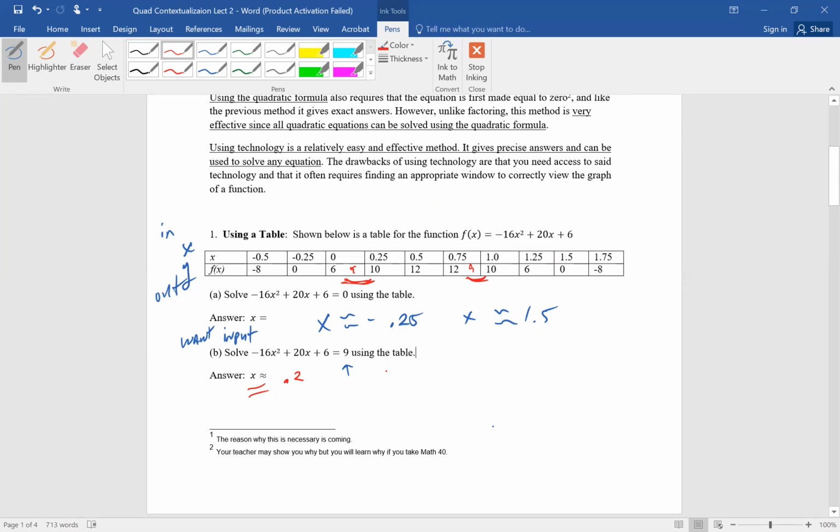So if I'm looking for an approximate value, notice my x values are increasing here from 0.75 to 1, so maybe, I don't know, 0.82. And really, using the table, if that's all I'm allowed to use, it's really your best guess. That's why it's called an approximation. Okay, let's continue on.